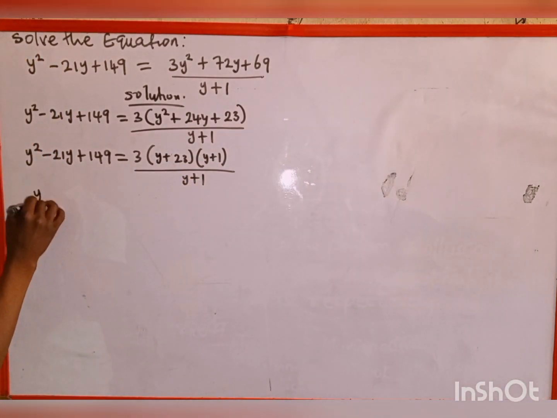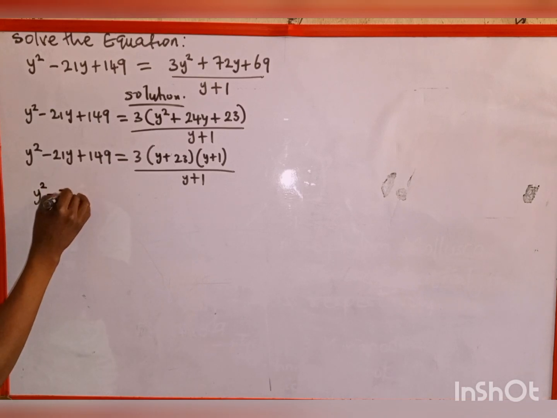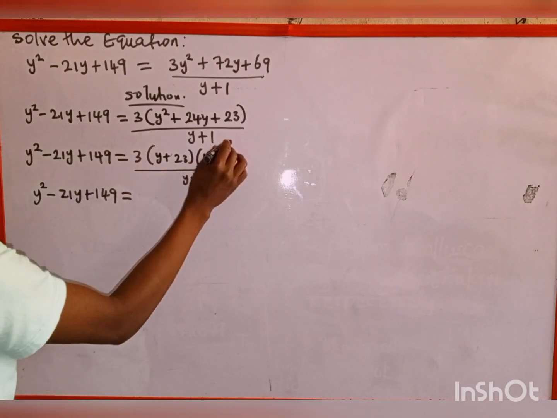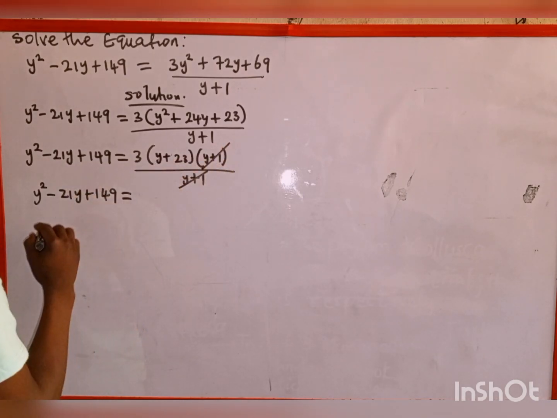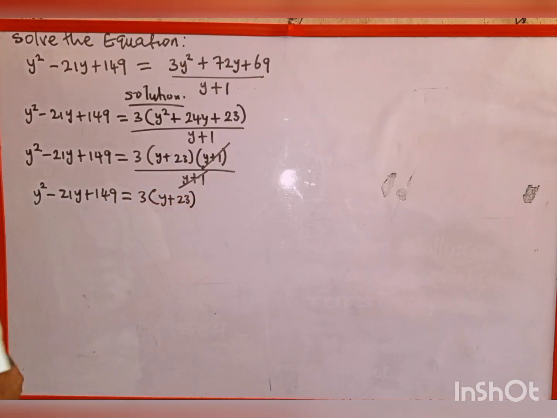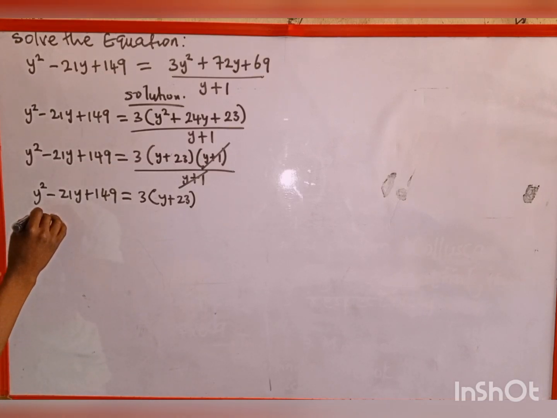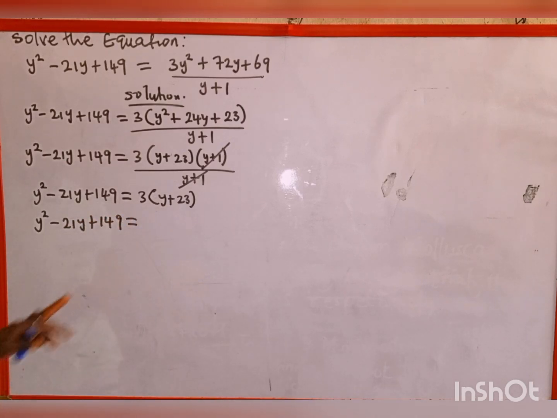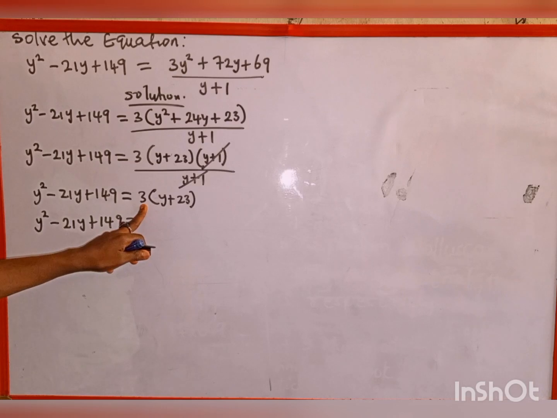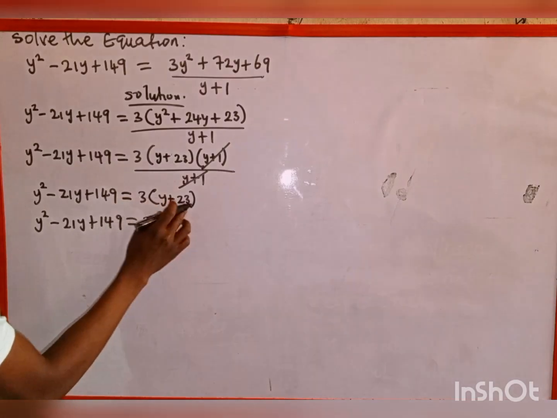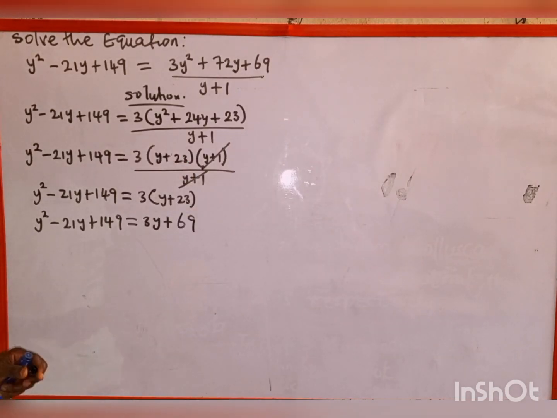So in the left hand side, we have y squared minus 21y then plus 149, which is equal to, this y plus 1 will cancel with this y plus 1. So we are left with 3 into the bracket of y plus 23. So now in the left hand side, we have y squared minus 21y plus 149, which is equal to, we are going to use this 3 to distribute into the bracket. 3 multiplied by y is going to give us 3y, then plus 3 multiplied by 23 is going to give us 69.